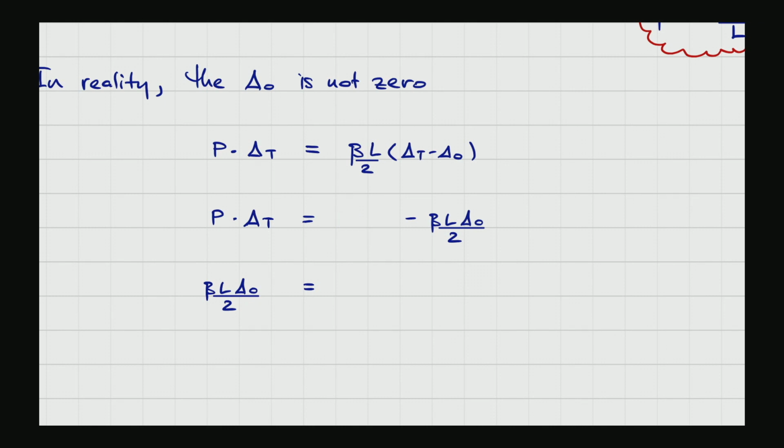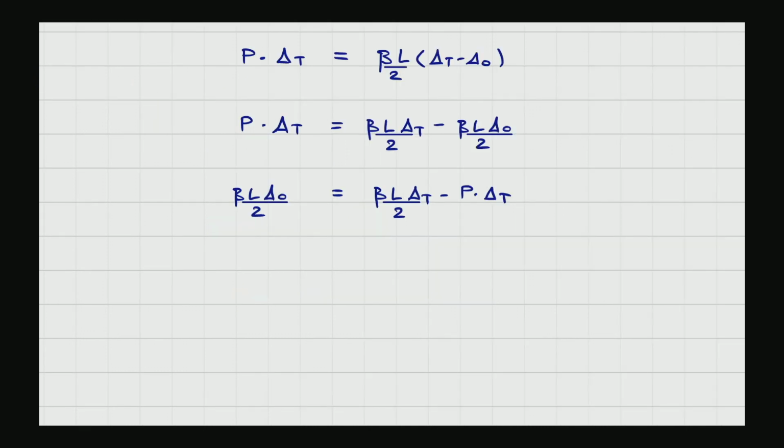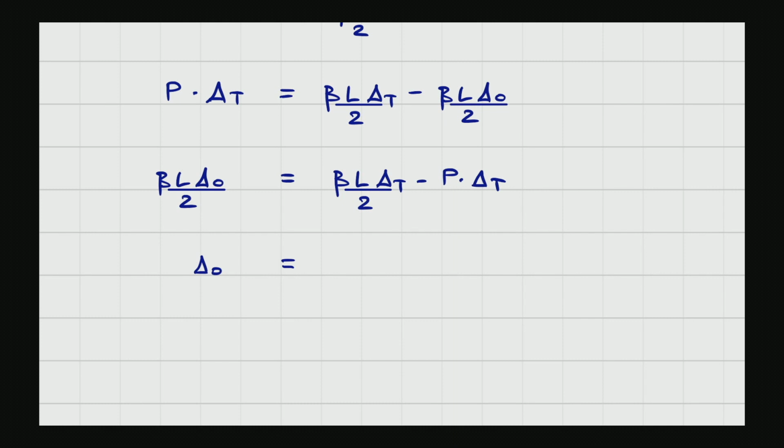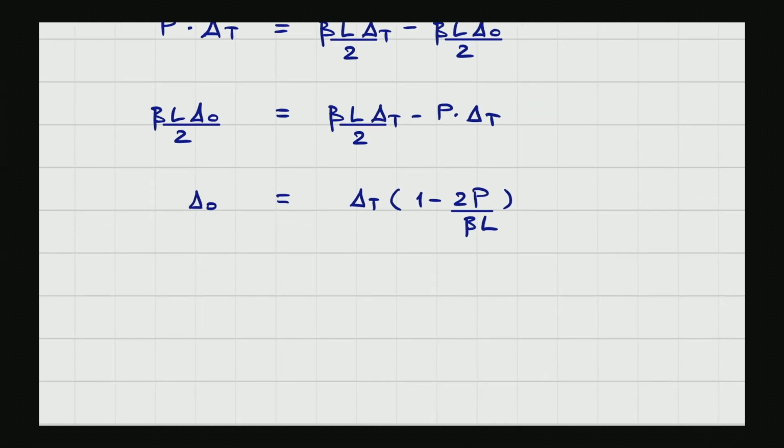This minus the P times delta T, and then delta naught is equal to delta T times 1 minus P over beta L, and multiply by 2. So finally the delta T is given in terms of delta naught and the denominator 2P over beta L.